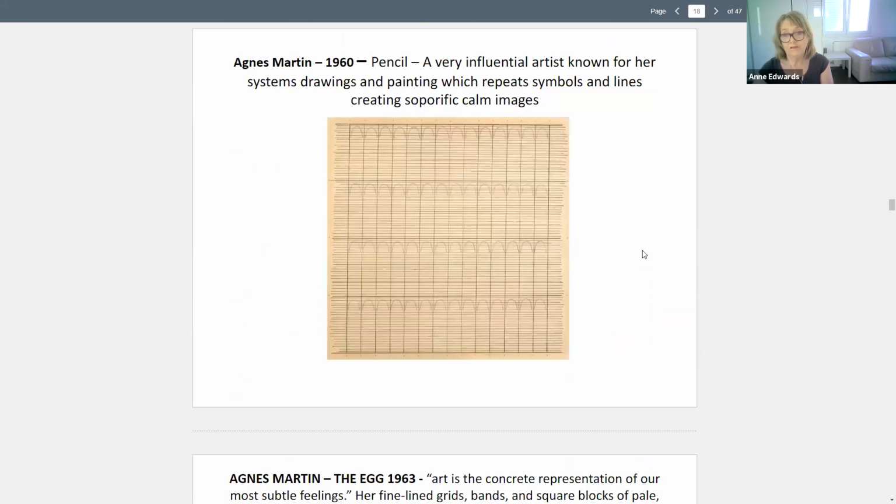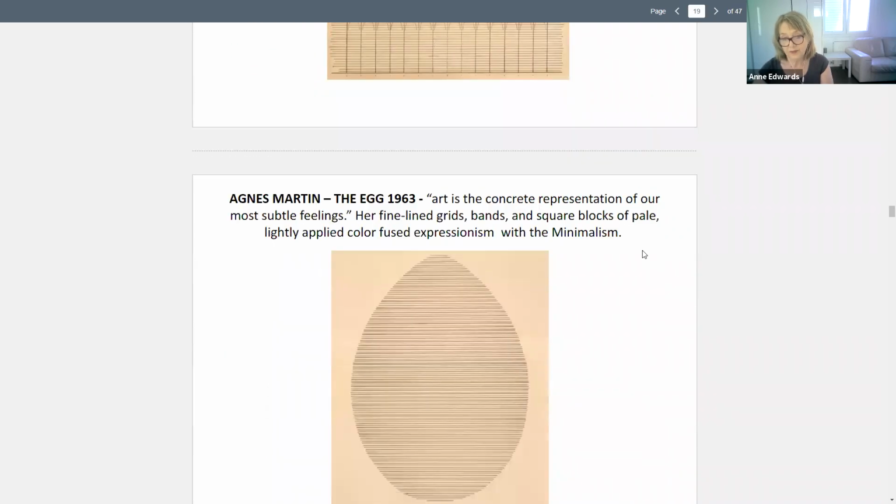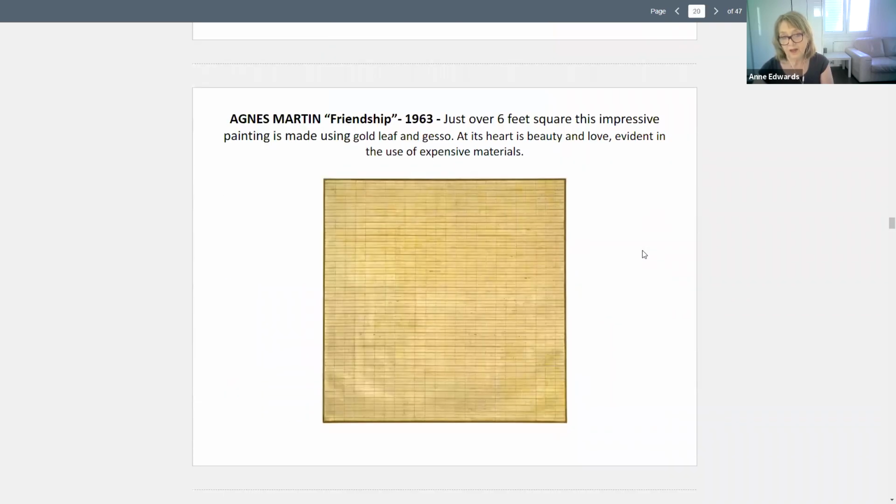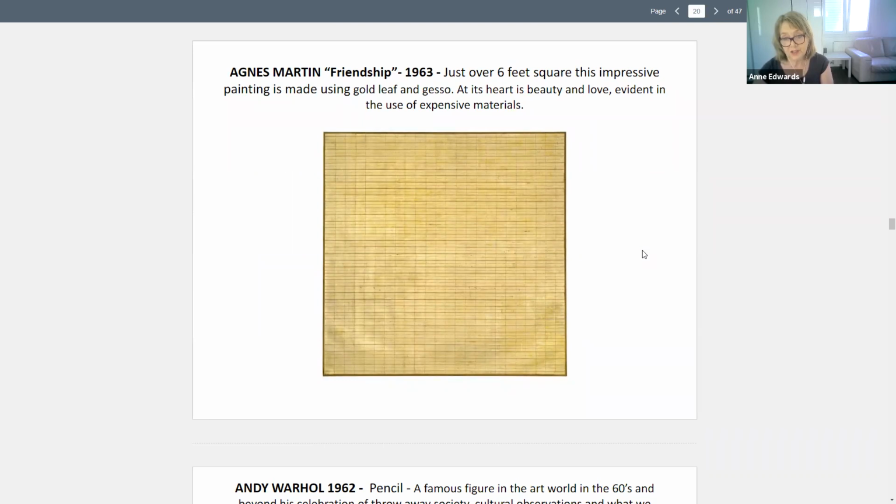Agnes Martin, a very influential artist, known for her systems drawing, where she repeated the same image over and over again. She repeated symbols and lines and created soporific, calm images. Another example. And this piece, which is just over 6 feet square, is a very impressive painting made using gold leaf and gesso. At its heart is beauty and love, evident in the use of the expensive materials.